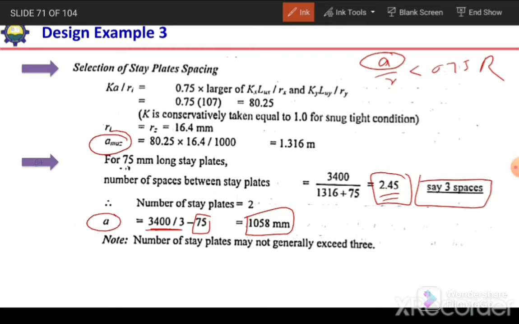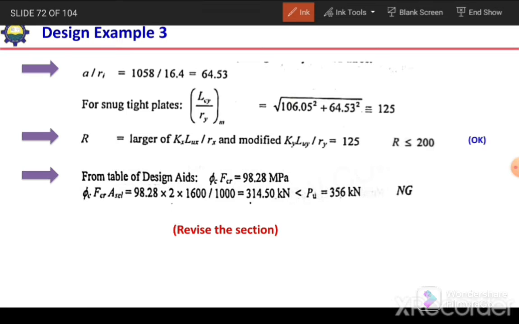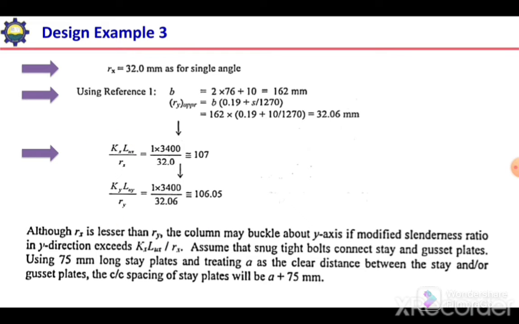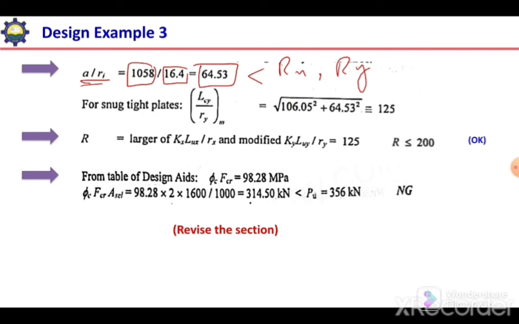Once we have the clear spacing between the stay plates, after deciding the number of stay plates, we can calculate the actual value of a over r minimum. a over r minimum: a is 1058 divided by r minimum, which is rz, 16.4, so it comes out to be 64.53, and it should be less than rx and ry. This is 64, and rx and ry are 107 and 106, so it means it's okay.